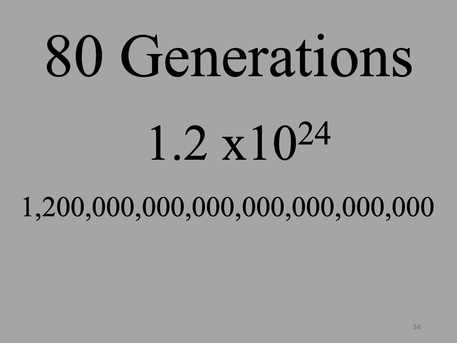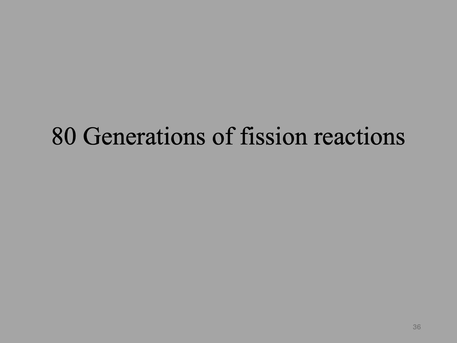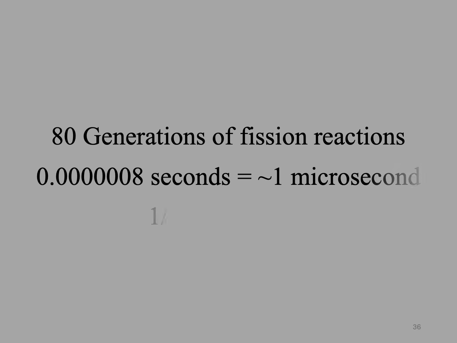And remember, there is a little bit of energy Q that is generated with each fission reaction. Even if Q is small, when multiplied times this big number, it's a lot of energy. How much time does it take for 80 generations to take place? Don't get bogged down in the math. During fission, a neutron travels 10 million meters per second. At this speed, one generation of fission will take 100 millionth of a second. So 80 generations will take place in just under 1 microsecond, or a millionth of a second.